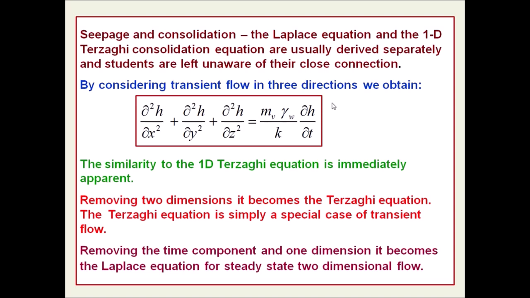If we want to get a steady state equation, then we need to put our delta H by delta T equal to 0 because the head is not changing with time, and that leaves us with the Laplace equation for 3 dimensions, or if we drop 1 dimension, we get the Laplace equation in 2 dimensions.